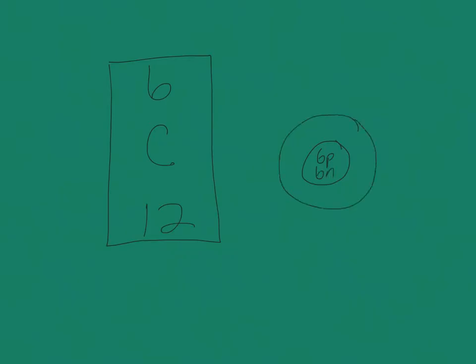Let's take into consideration the element carbon. Okay, so carbon's atomic number is 6, and its atomic mass is 12. We know its Bohr model looks like this. 6 protons, 6 neutrons, and 6 electrons. 2 on the first street, and 4 on the second street.